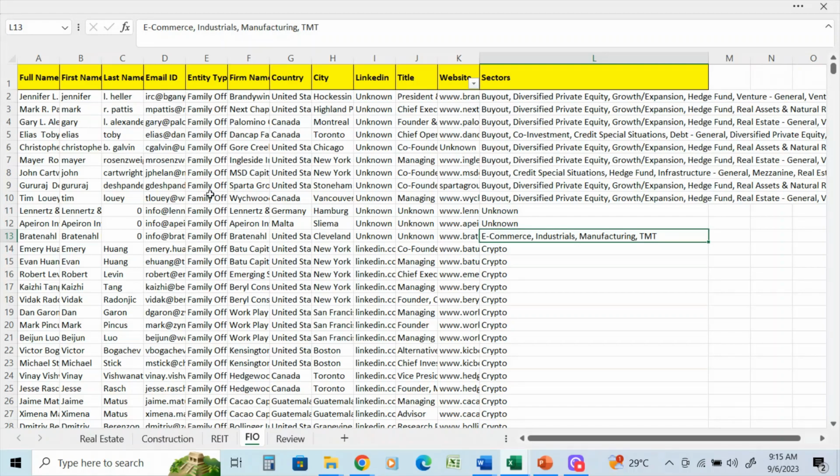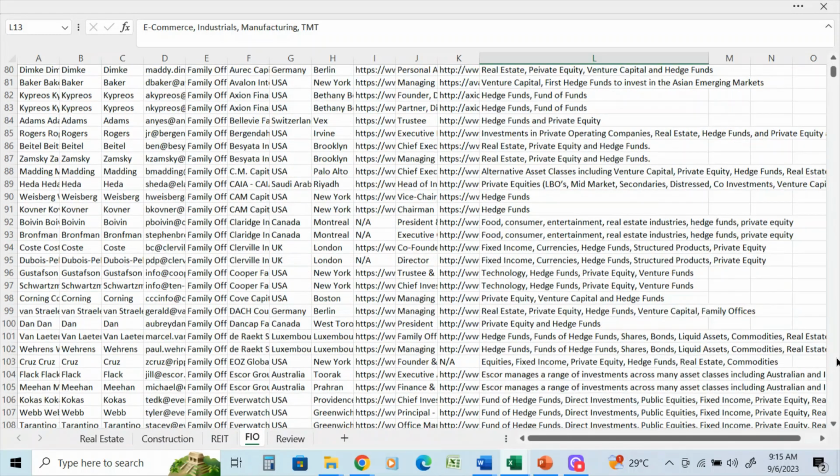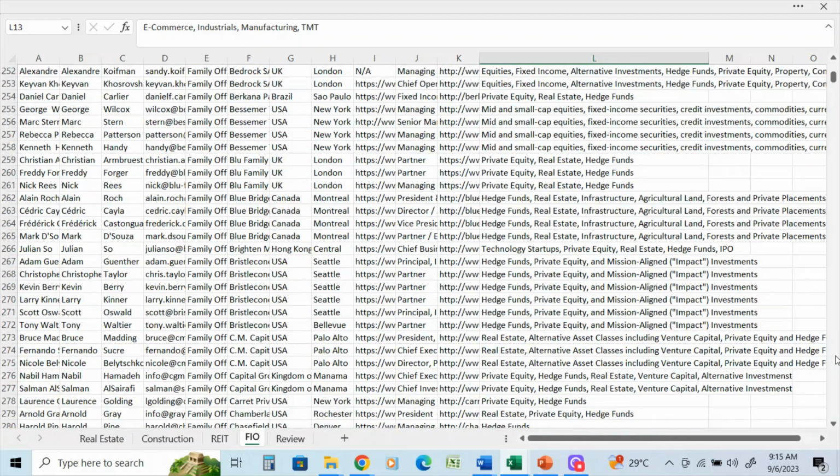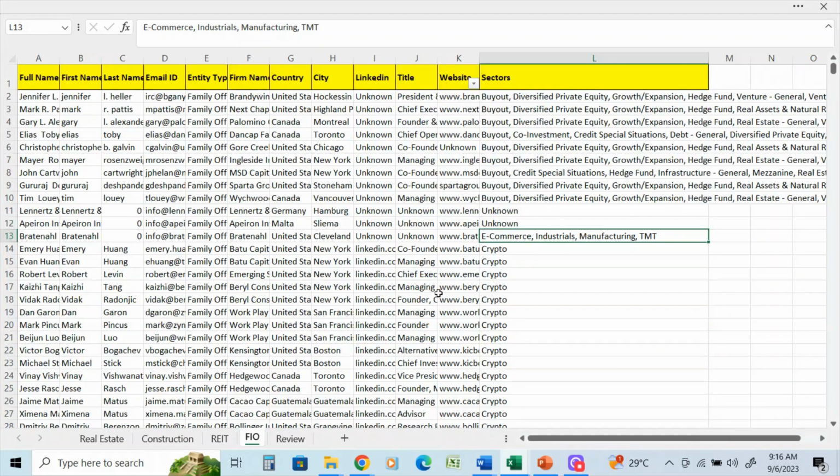So the reason the list is so large is because I have a database of around 10,000 family investment offices, and that could be either single family or multi-family ones. Most of you already know what a family investment office is, and they are very interested in real estate across the board. So you're going to have to take a different approach when you contact those.